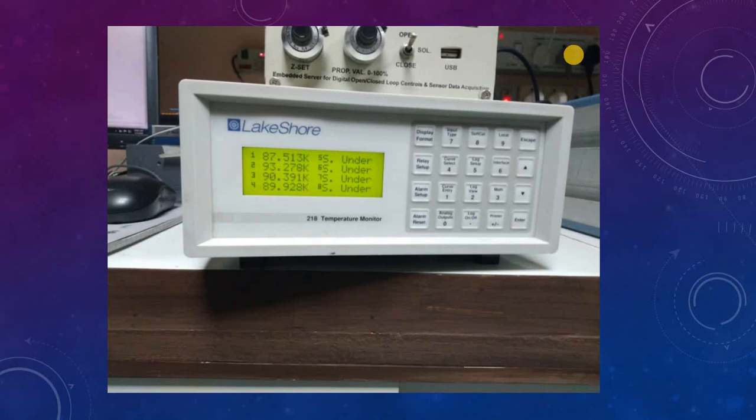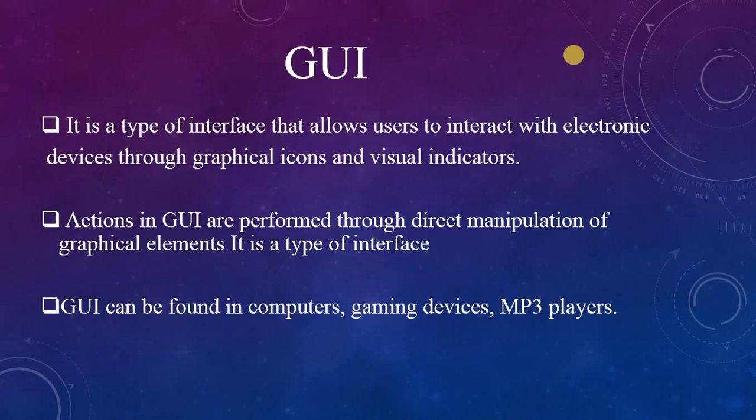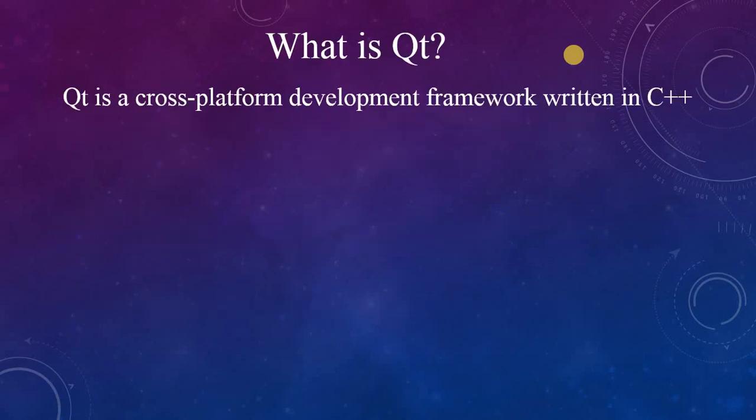Now, in order to interface the device, you need to know a lot of things. Also, how to build a GUI, graphical user interface. It's a type of interface that will allow users to interact with electronic devices through graphical icons and visual indicators. The actions in a GUI are performed through direct manipulation of graphical elements. GUIs can be found in computers, gaming devices, MP3 players, etc. But this GUI is for interfacing a device, getting data.